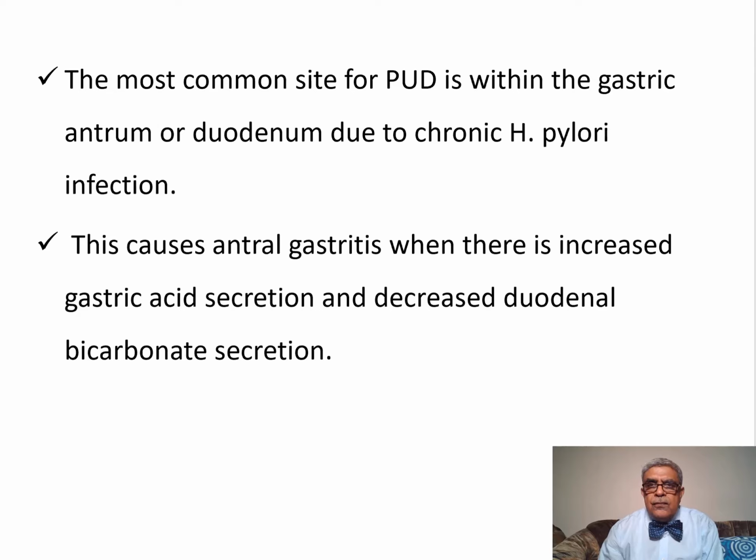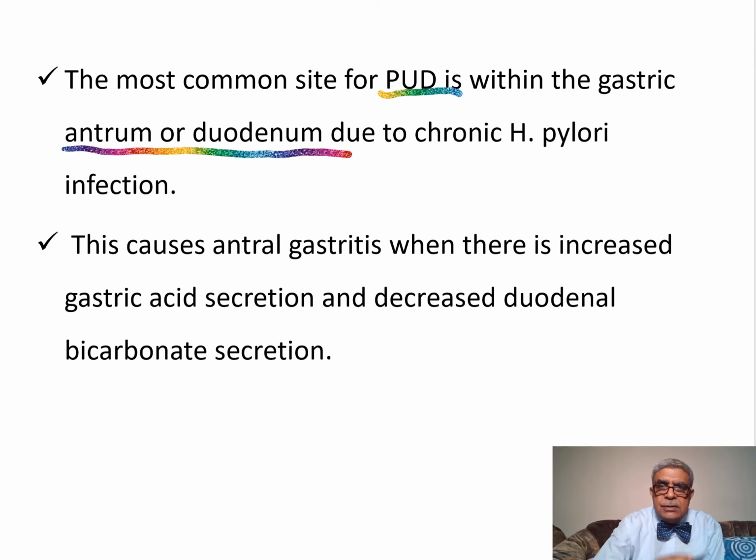The most common site for peptic ulcer disease is within the gastric antrum or duodenum due to chronic H. pylori infection. So the commonest site is the gastric antrum or duodenum. This causes antral gastritis, where there is increased gastric acid secretion and decreased duodenal bicarbonate secretion.